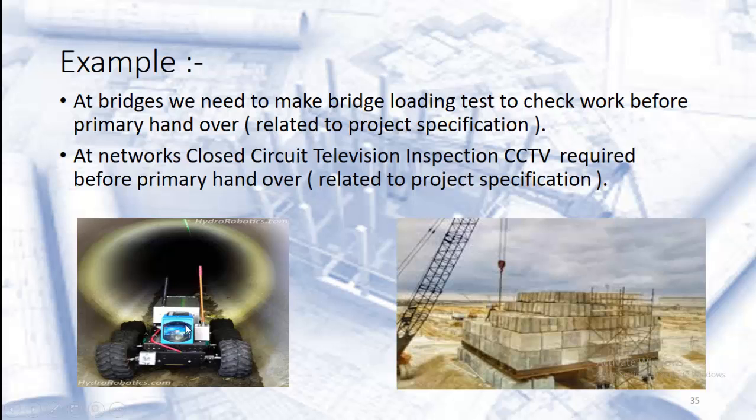The other one is CCTV. In networks, nowadays we use closed circuit television, using a camera on robots that can give us a video inside the pipes to check their condition and whether there is a problem, such as plugs, cracks and others. This is required to be done before primary handover for network pipes.